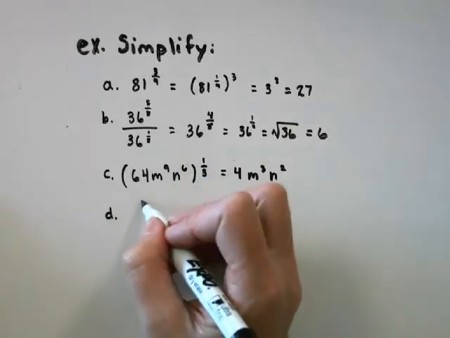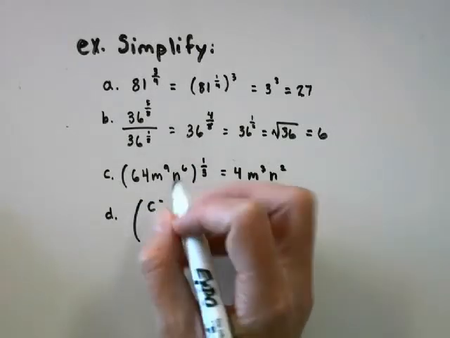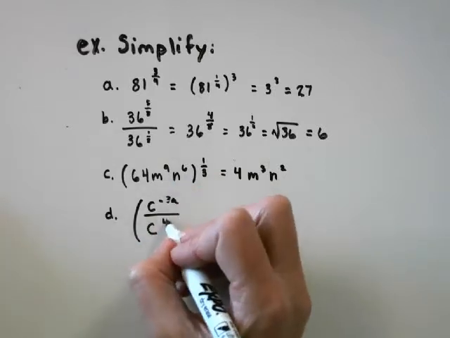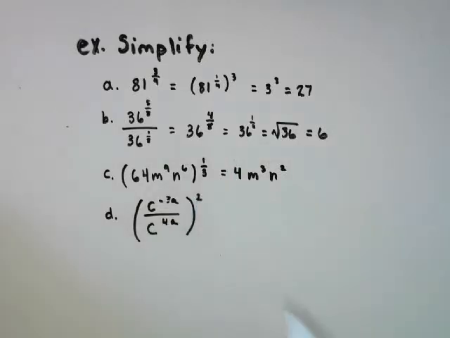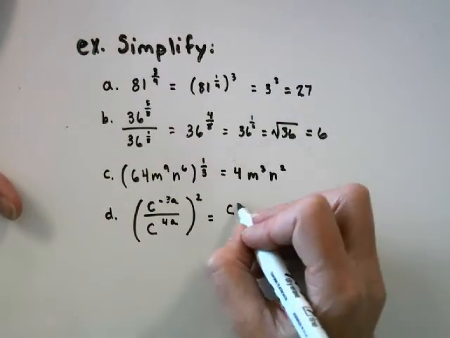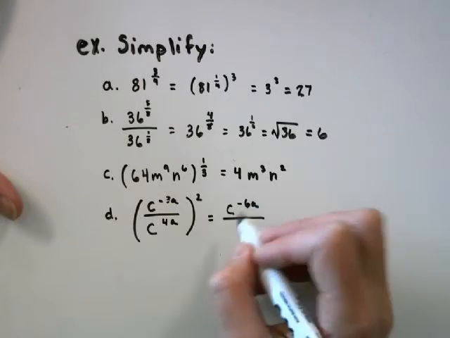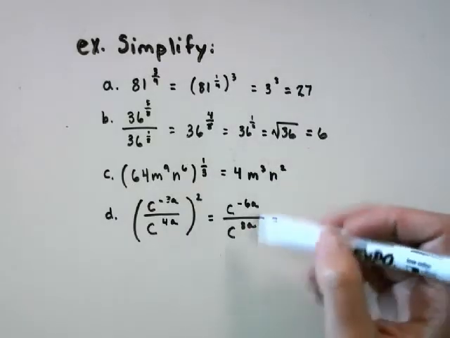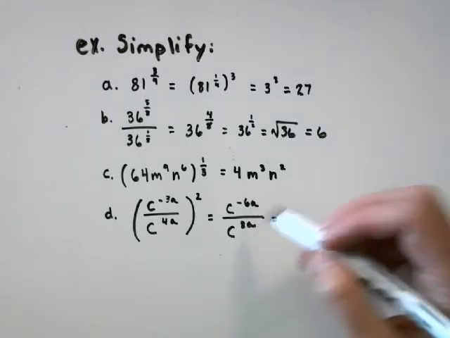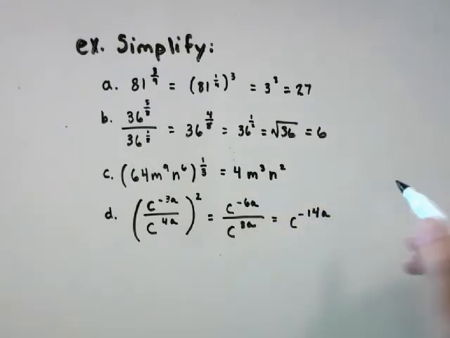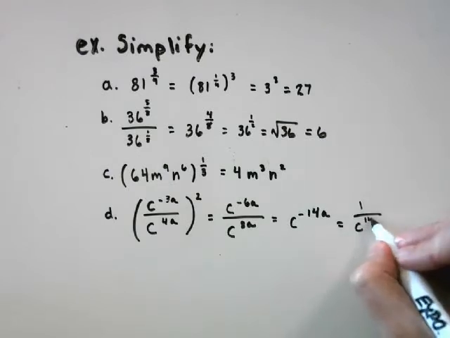We'll do one more. C to the negative 3a over C to the 4a, squared. You can do this in several different orders. I'm going to go ahead and distribute the squared first. So we're going to have C to the negative 6a over C to the 8a. Then we're going to subtract these powers. So it's going to be C to the negative 6a minus 8a, which is going to be negative 14a. And I'll write that as 1 over C to the 14a.